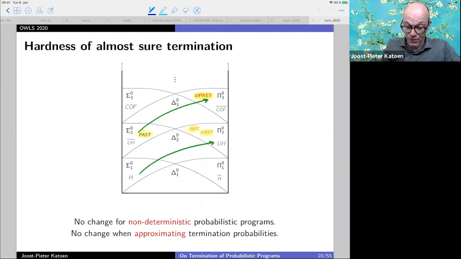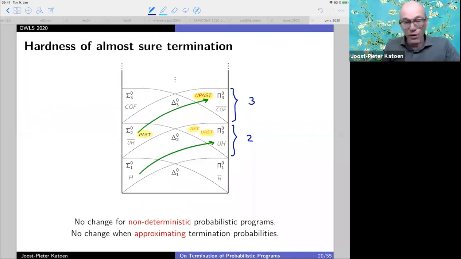So to conclude, what we have is this hardness landscape. It's important to understand that universal positive almost sure termination is at level 3. Almost sure termination is at level 2.